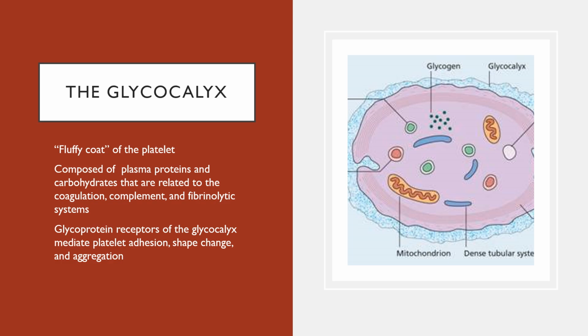Glycoprotein receptors on the glycocalyx mediate platelet adhesion. So platelets don't have, oh shoot, what do you call it? Velcro, sorry. They don't have Velcro. They don't just magically adhere. There has to be some point of connection where they can really hang on. And one of those is going to be associated with our von Willebrand factor. We'll talk more about that in just a minute, but it's going to be really important for that adhesion and then the shape change and aggregation as well.